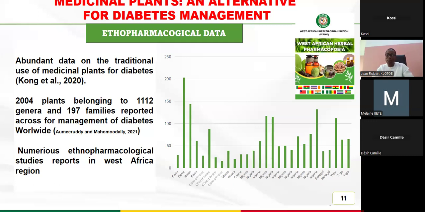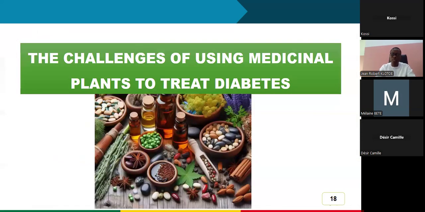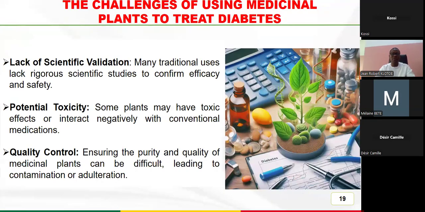In Nigeria, in different states, the number ranges from 20 to more than 120 plants. In Senegal, the number of plants reported is around 40. In Togo, we have more than 100. So all this information shows that we have a lot of opportunity. We have a lot of plants reported as used by either traditional healers, the population, or herbalists for the management of diabetes.